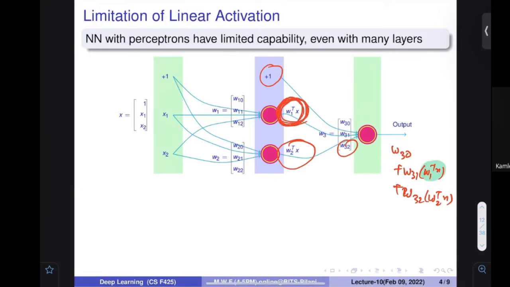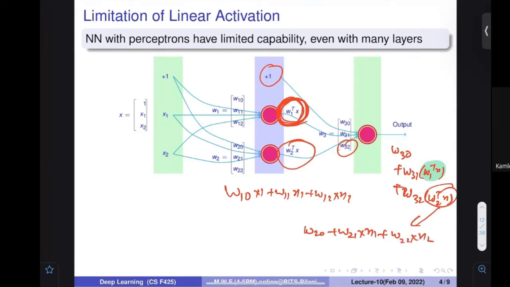This value is going to be W10 multiplied by 1, plus W11 multiplied by X1, plus W12 multiplied by X2. Similarly, what is this value? This is W20 plus W21 multiplied by X1, plus W22 multiplied by X2. Can I write like this? Yes, sir. Okay, so I can replace this value with this more generalized format.